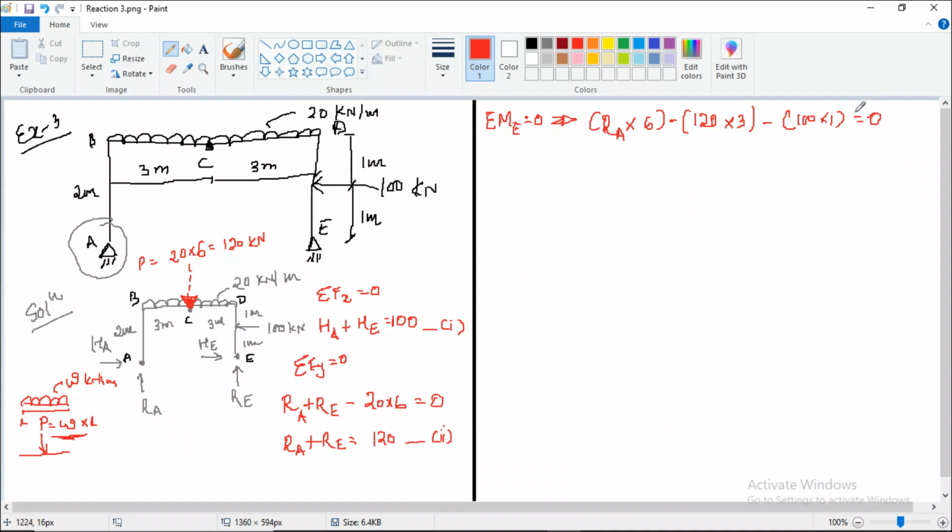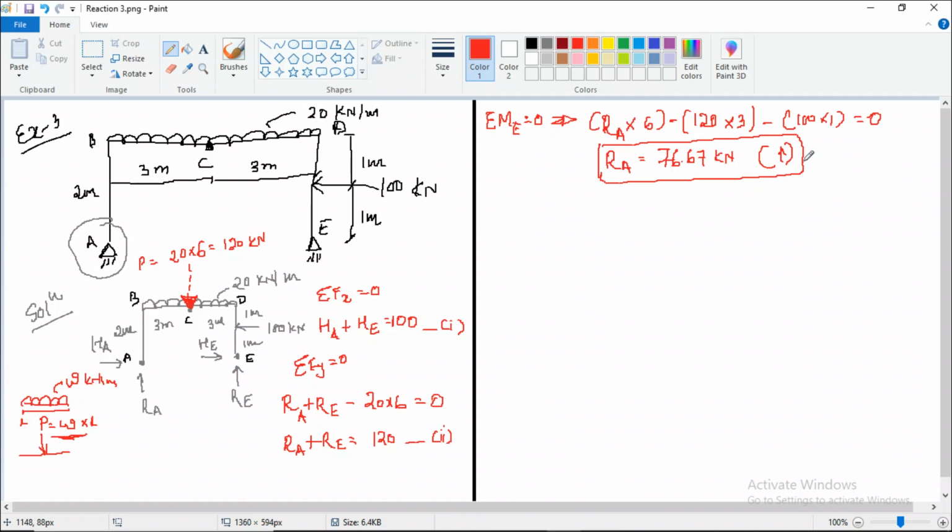So if you can solve this, we will get the value of Ra is equal to 76.67 kilonewton, and that is positive, that means our assumed direction is correct. So we show that direction also. So this way we got the value of Ra.